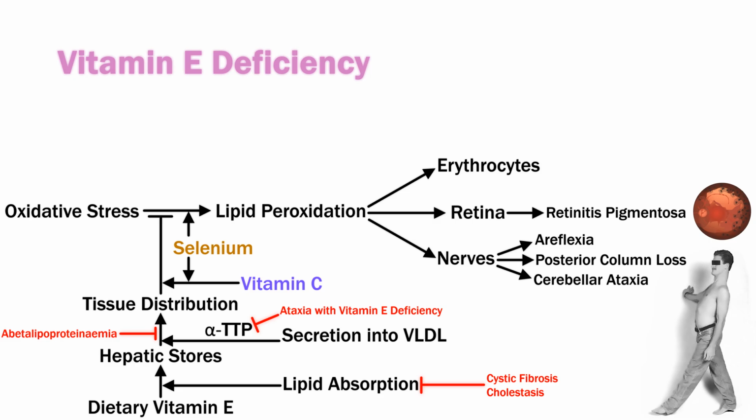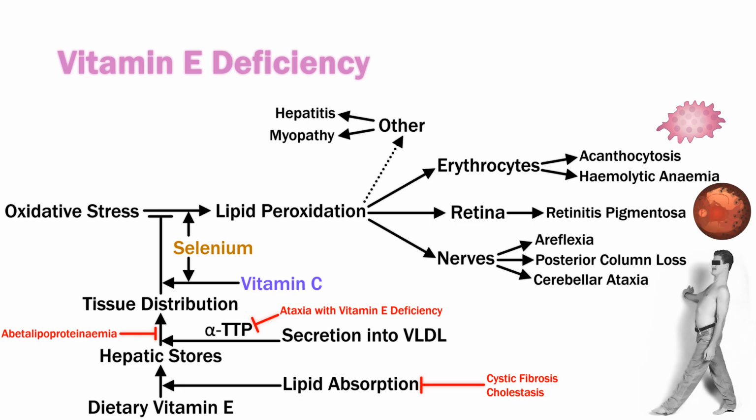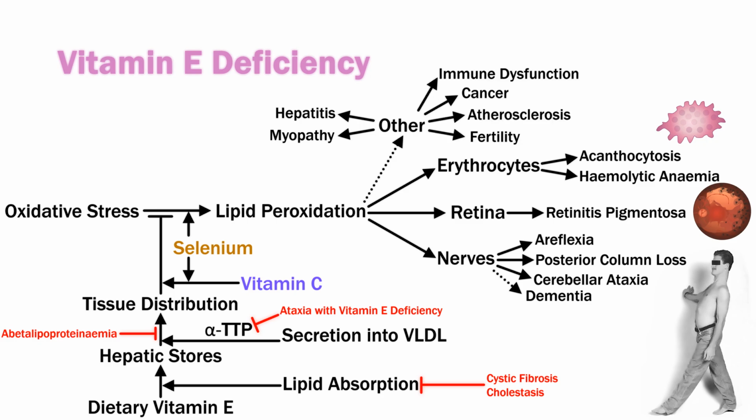Finally, it causes acanthocytosis, which is a distinctive spike deformity of red blood cells and a consequent hemolytic anemia. As mentioned in non-human mammal studies, it can also cause hepatitis and myopathy, especially with absolute deficiency, and it's been suspected of contributing to the development of dementia, as well as immune dysfunction, cancer, and chronic degenerative conditions such as atherosclerosis and infertility.